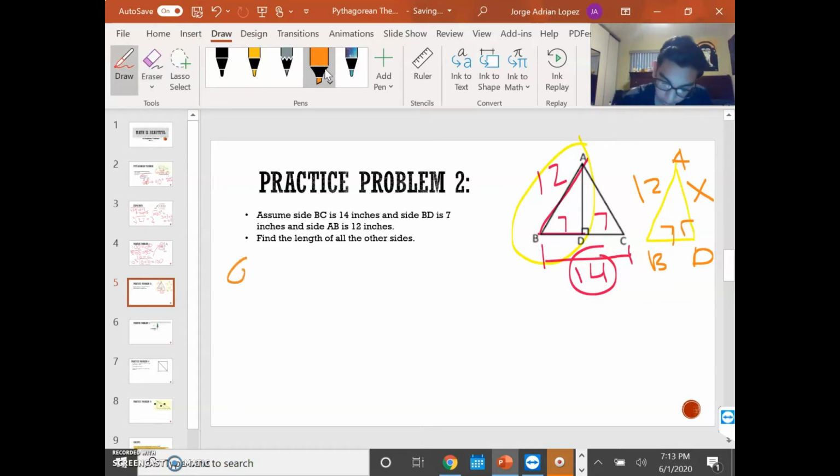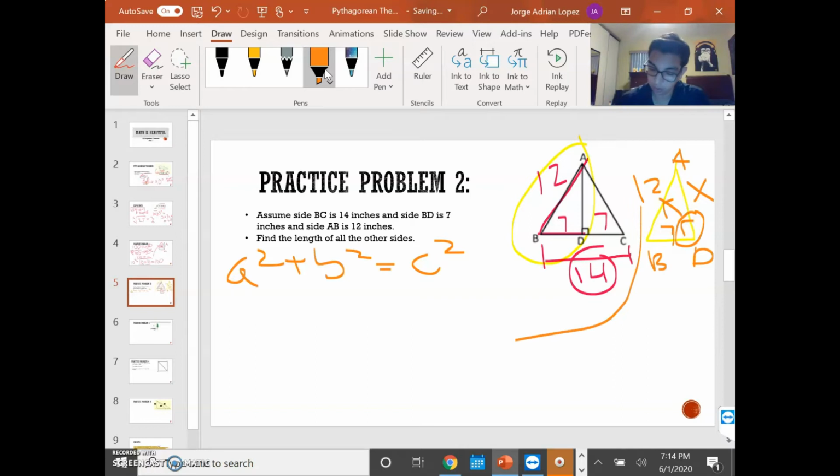So, A squared plus B squared equals C squared. So, we know in our triangle, B to D is 7. Before we start doing some Pythagorean theorem, let's identify what our parts of the triangle are. So, what's the part across from that right angle? That would be our A to B, which is 12. And this side, which is across from the right angle, is also our hypotenuse. And the hypotenuse goes right here. It goes where C is supposed to be.